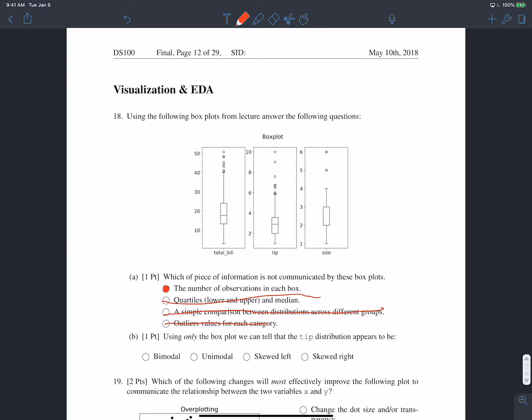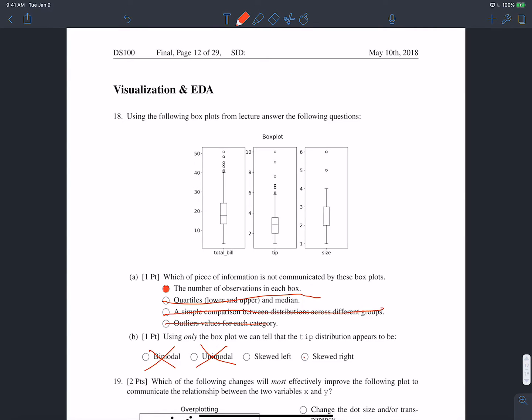Using only the box plot, we can tell that the tip distribution appears to be, okay, well, we can't tell whether it's unimodal or bimodal, because that information really isn't conveyed by a box plot. So it can't be one of the first two options. Now it's just whether it's skewed left or skewed right.